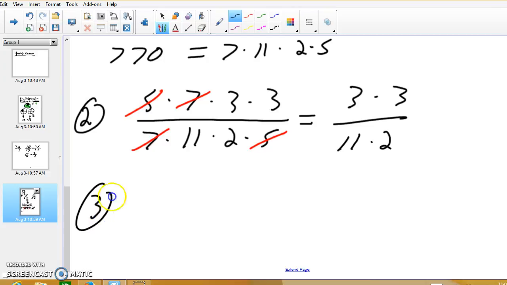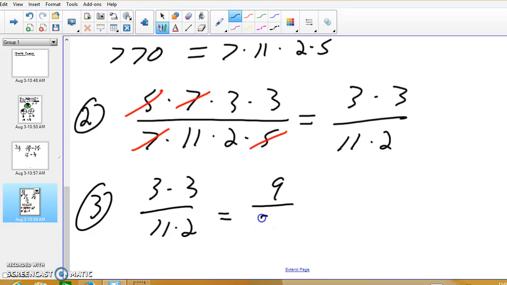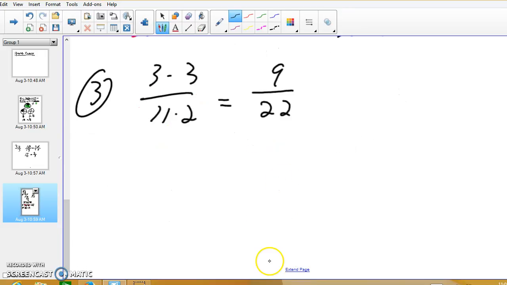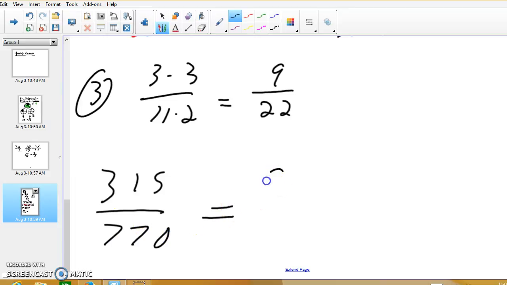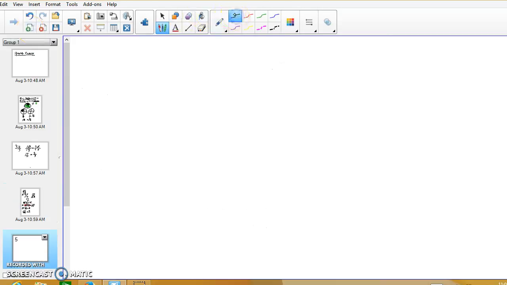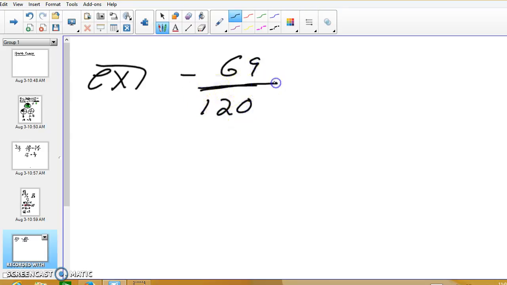And the final step is just simply multiply whatever we have left. So 3 times 3 over 11 times 2 is equal to 9 over 22. So if we were to simplify 315 over 770, it would be 9 over 22. And that is how you simplify a fraction. I'll give you guys an example to go through on your own. Let's say we have negative 69 over 120. I'll let you guys work on that on your own.